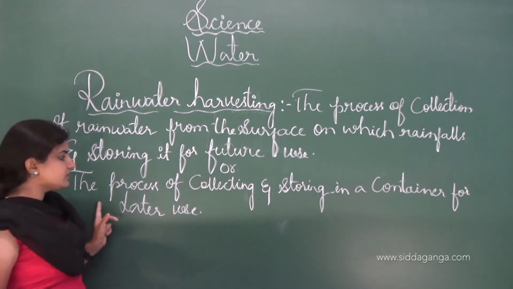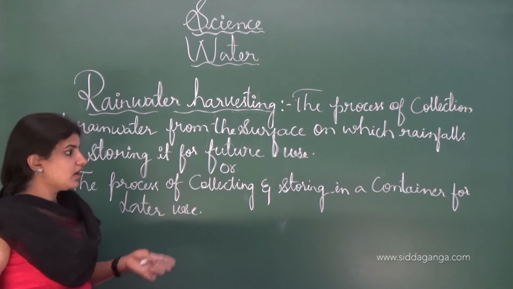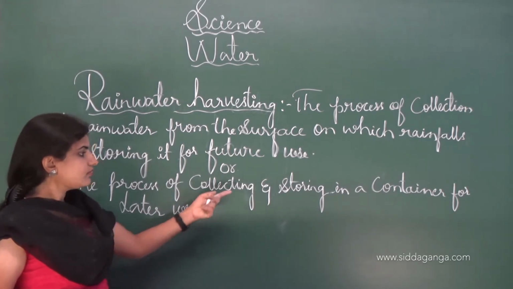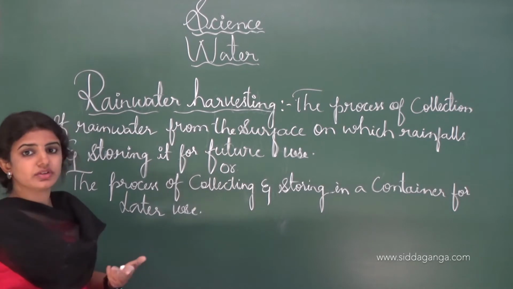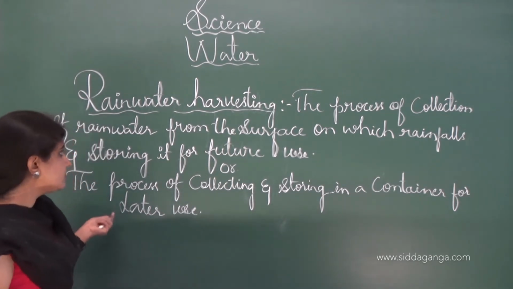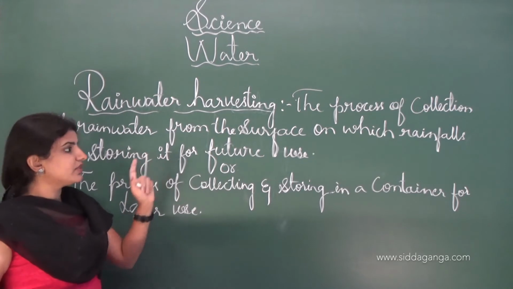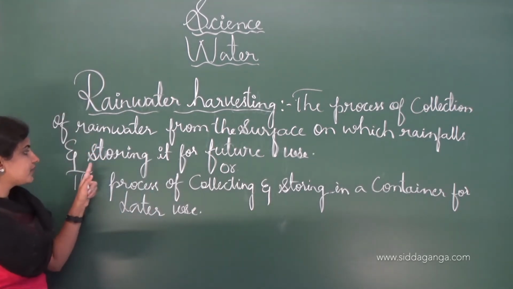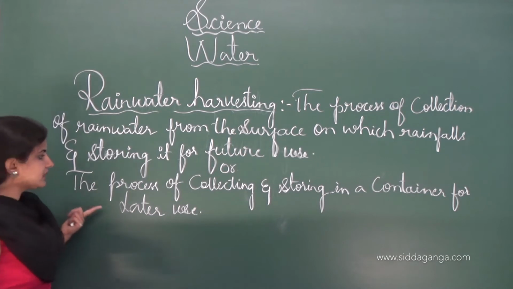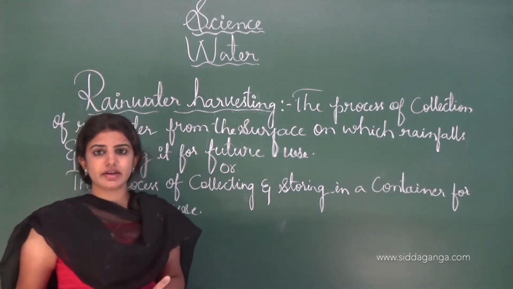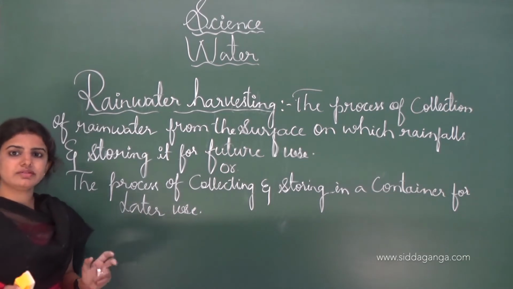And one more definition is there. It is one of the processes of collecting and storing. We have to collect the water and later store it until we have to use it. Storing in a container, tank or any vessel, we have to store it for later or future use. This is nothing but rainwater harvesting. Once again, the process of collection of rainwater from the surface on which the rain falls and storing it for future use is called rainwater harvesting. Another definition is the process of collecting and storing rainwater in a container, vessel or tank for later use.